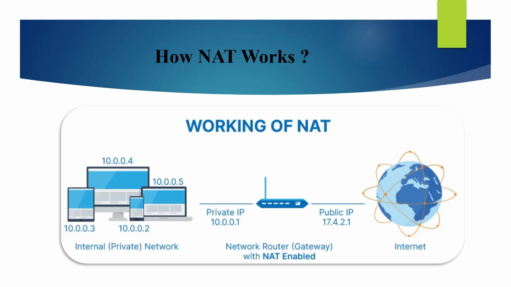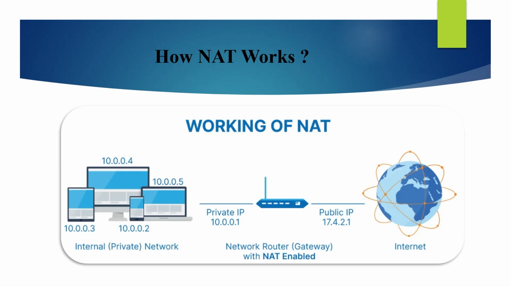translates the private IP 10.0.0.4 into the public IP 17.4.2.1 and assigns a unique port number, for example 5678, to track the connection. At the same time, another device in the network, such as a desktop with 10.0.0.3, can also send a request to www.google.com. The router similarly translates its private IP into the same public IP 17.4.2.1 but assigns a different port number, for example 5679.